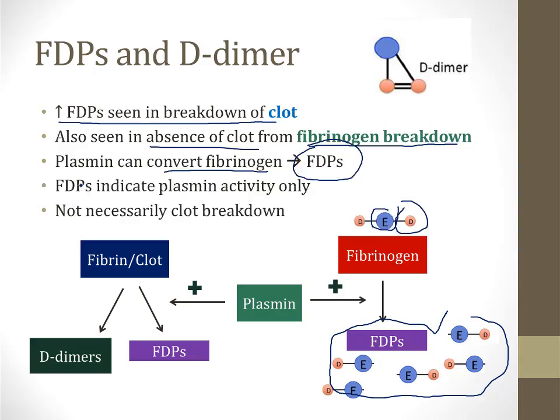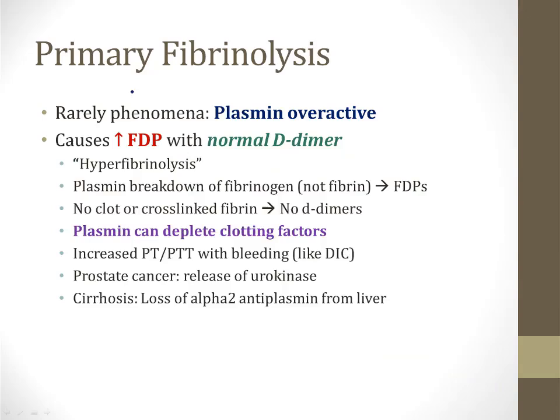For this reason, FDPs only indicate plasmin activity. They don't necessarily indicate clot breakdown. There is a rare condition called primary fibrinolysis where plasmin becomes overactive. In this setting, you will see a rise in the level of fibrin degradation products with a normal D-dimer. This is something you should definitely know for step 1 of your boards.